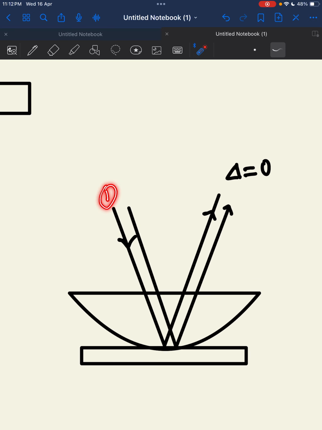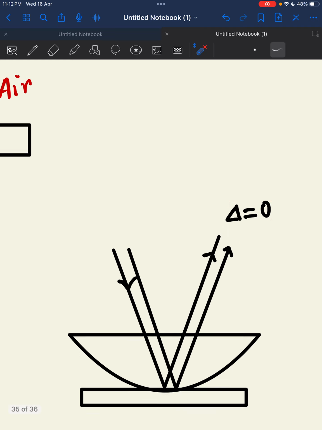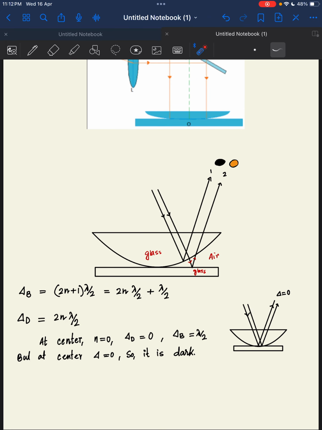Let's say this is ray 1 and this is ray 2. Both are reflected from the center, that is at n equal to 0 point. As you can see, both these rays have traveled almost equal path, so the path difference will be 0. So look at the condition in which case path difference will be 0. Is it bright or is it dark? You put n equal to 0 in this equation and in this equation. You will find delta dark is 0 in this case and delta bright is lambda by 2. So as the path difference is 0 here, the center must be dark, as this satisfies this condition.